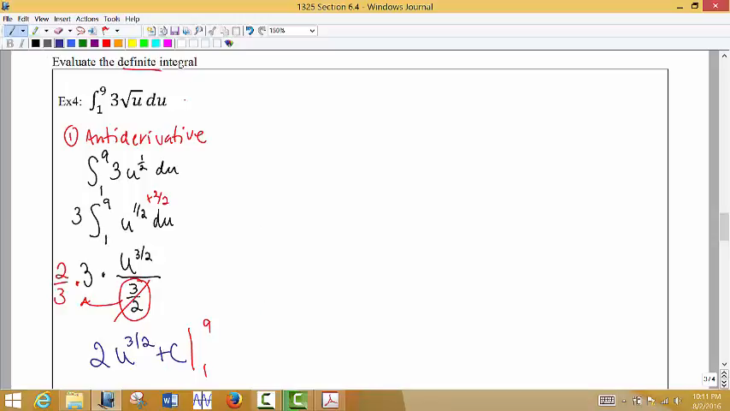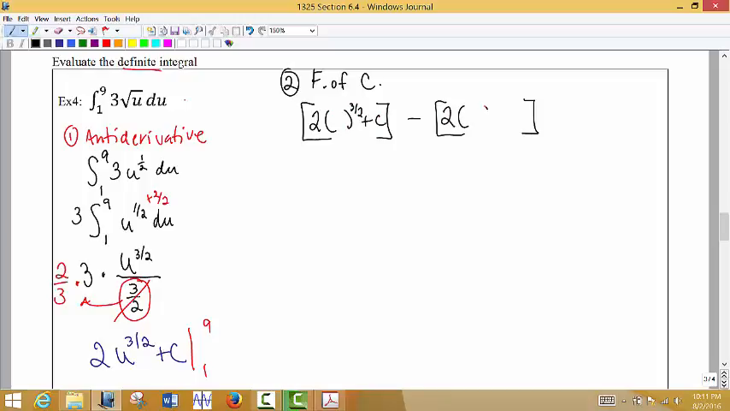So when I evaluate this, remember we're going to use the fundamental theorem of calculus. Remember what we're going to do is take the antiderivative that we just found and put it into these brackets. So that's 2 times u to the 3/2 power plus c, 2 to the 3/2 power plus c. What are we putting in the first one? We're putting in a 9. Remember we put in the larger number first, and then we put in the second number of 1. So the smaller number goes into the second bracket.